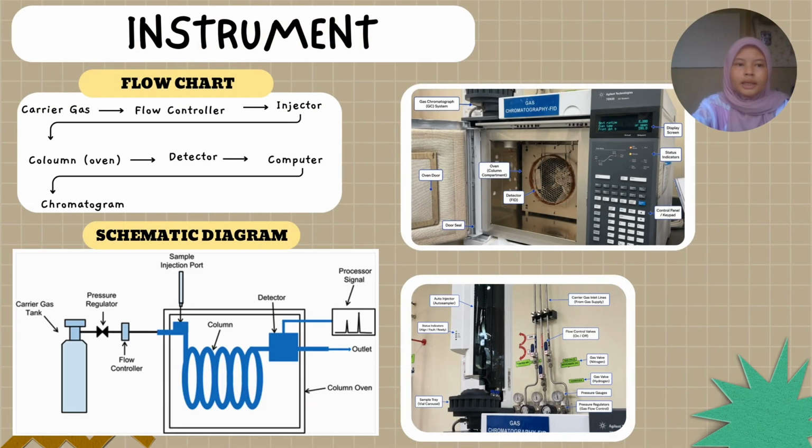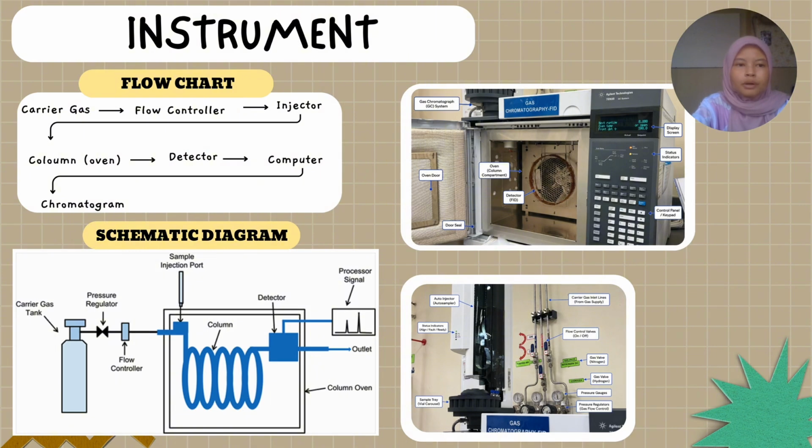Next, I will explain the GC instrument using the flowchart and the schematic diagram. First, according to the flowchart, the process starts with the carrier gas, which moves through the flow controller. The flow controller regulates the gas pressure and flow rate to ensure stable operation. The sample is then introduced through the injector, where it is quickly vaporized before entering the system.